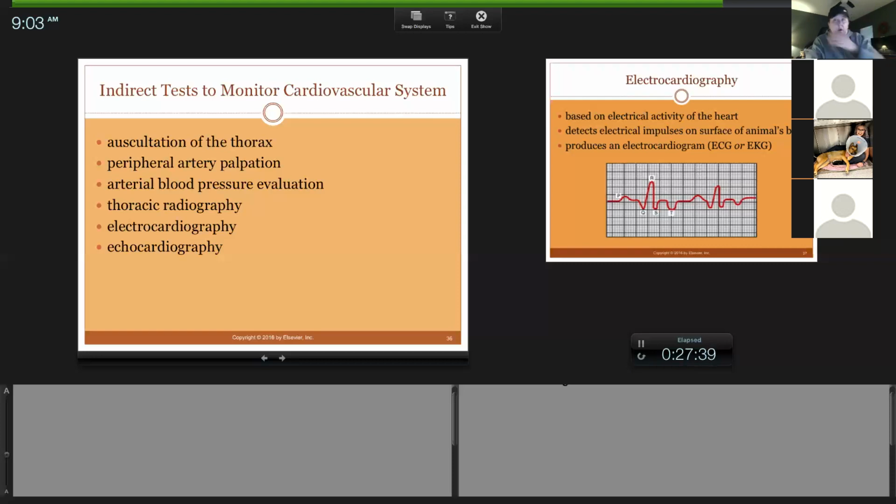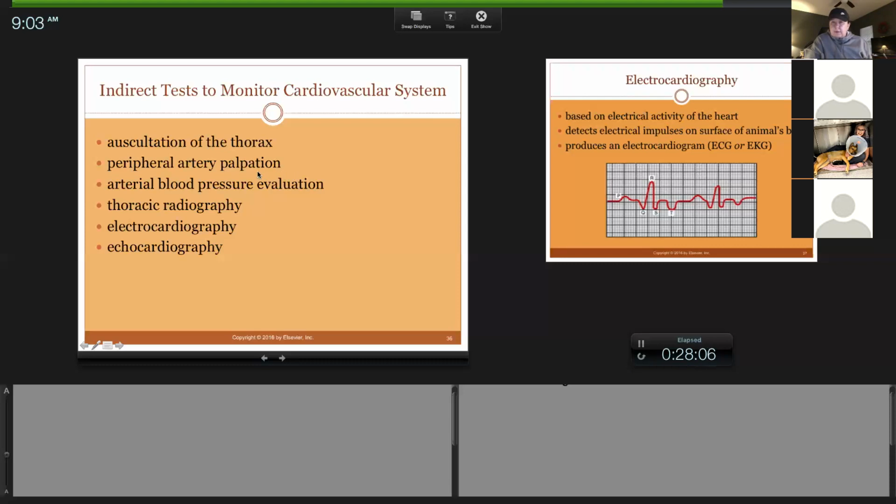Now, if you have a dog where the beat is all over the place and it has nothing to do with breathing, that is an arrhythmia, okay? And it says peripheral artery palpation, right here. You should always be feeling a pulse while you're listening to the heart. Again, unless you have a crazy, aggressive dog or a hyper lab, you should try to be listening and feeling at the same time.